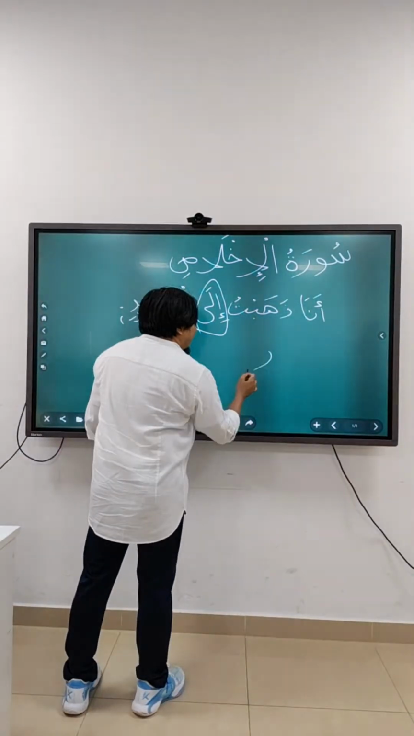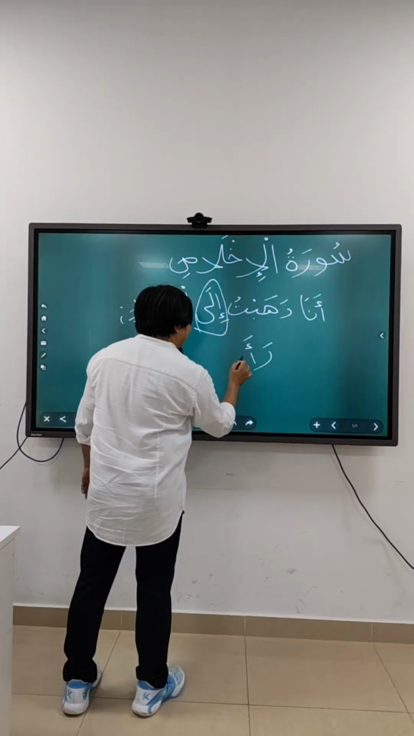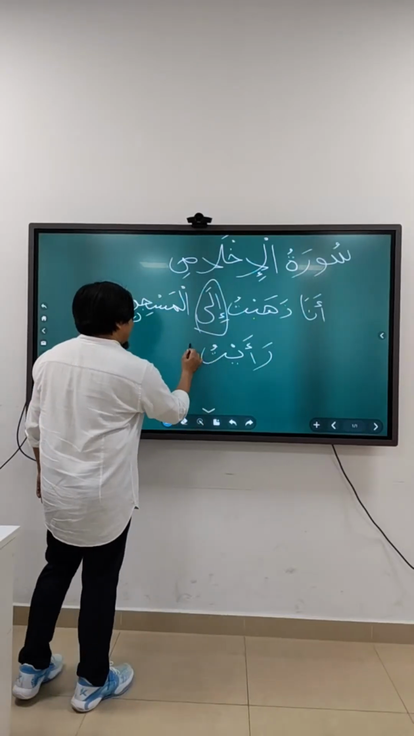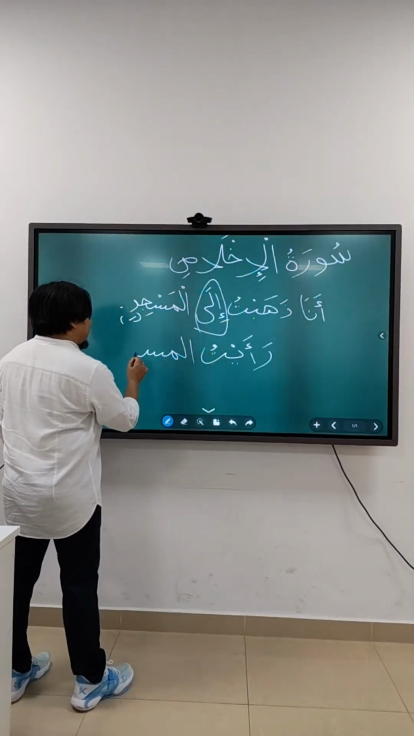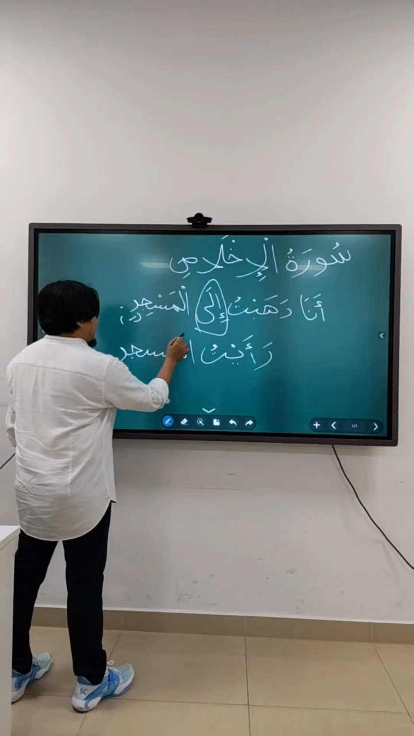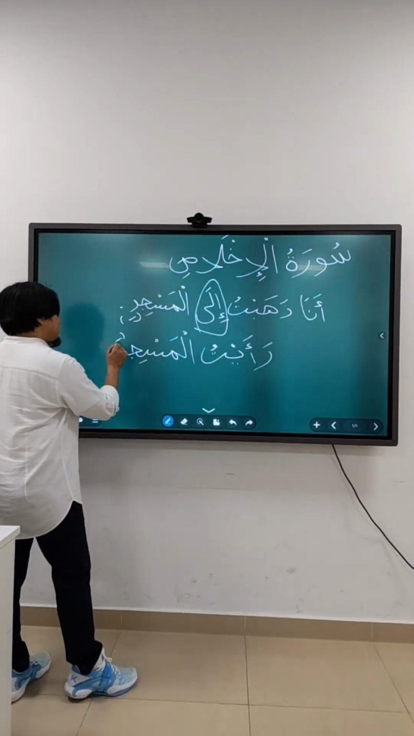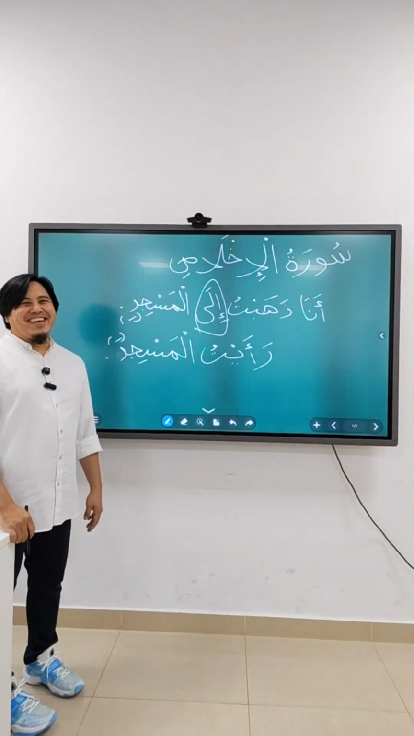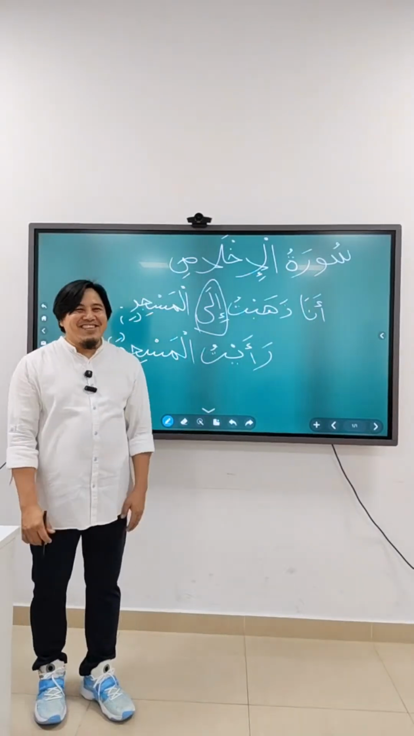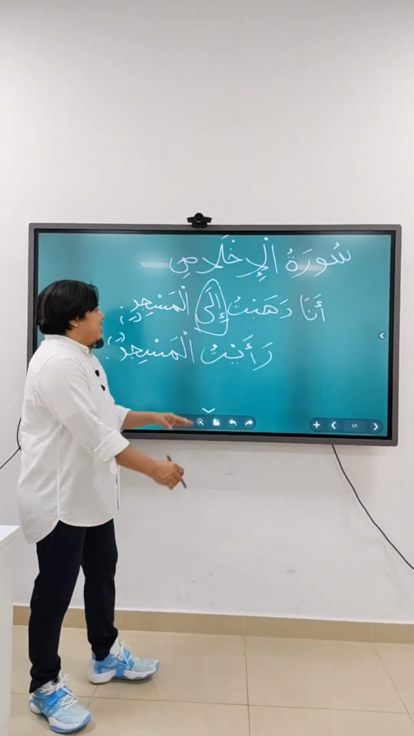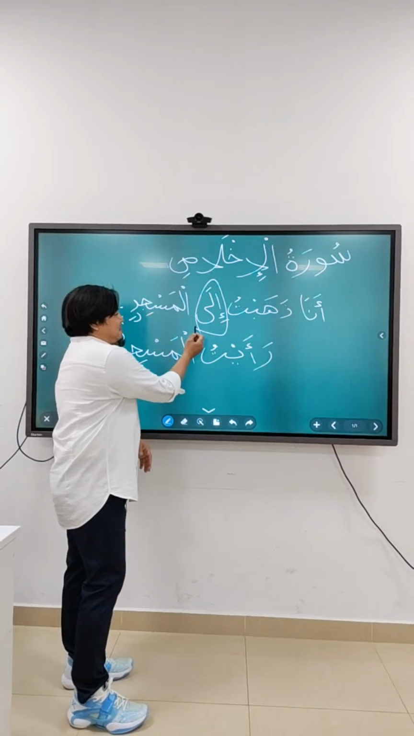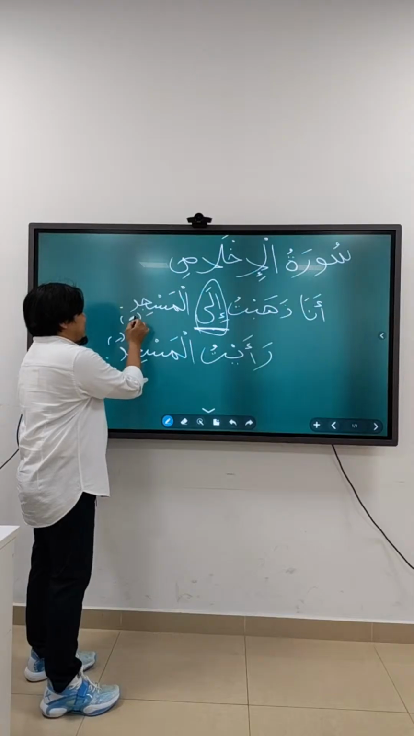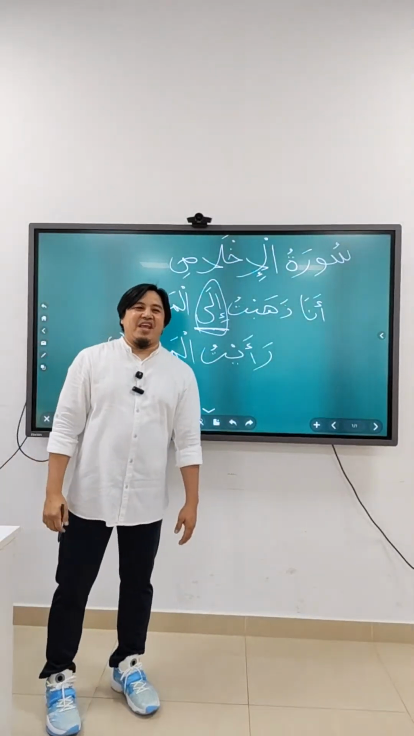Ra'aitul masjida. Masjid, wait, because masjidan. This is what you mean. It is not your level. So anyway, any word after a harf jar, the last letter of the word will always be kasrah.